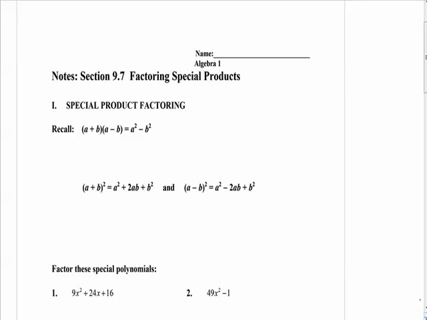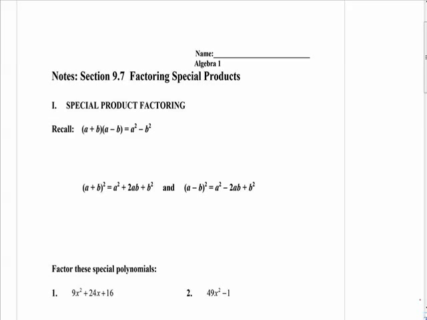Look at the rule for multiplying the conjugates rule: a plus b times a minus b. What happens to the middle term when you are multiplying conjugates? Katie? They cancel out, and what you're left with is squaring the first term minus squaring the second term.